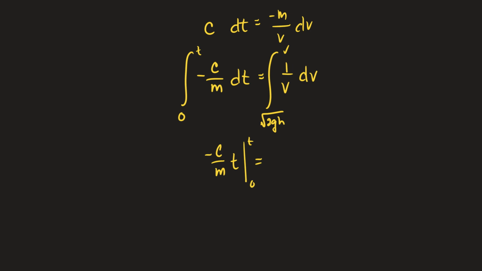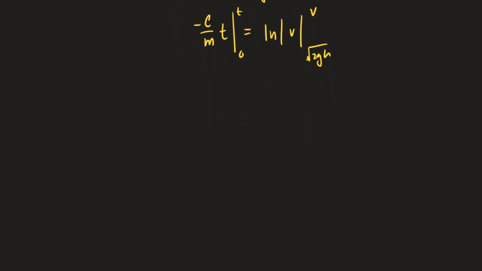What is the antiderivative of the inverse? Yay. So ln of v evaluated from the square root of 2gh to some value in the future. All right? All right, getting pretty close, aren't we? This isn't done, although we're getting close. We're going to put in our boundary conditions and get negative c over m times t equals the natural log of v over the square root of 2gh.